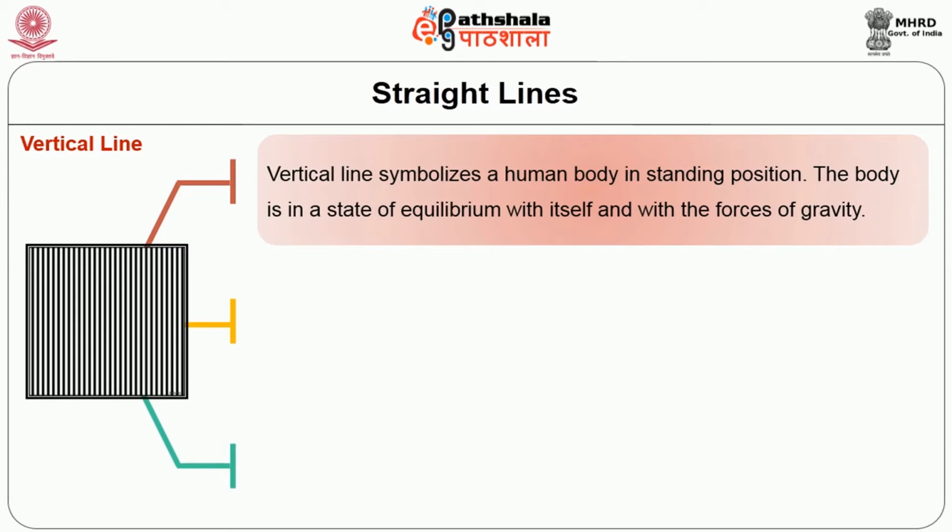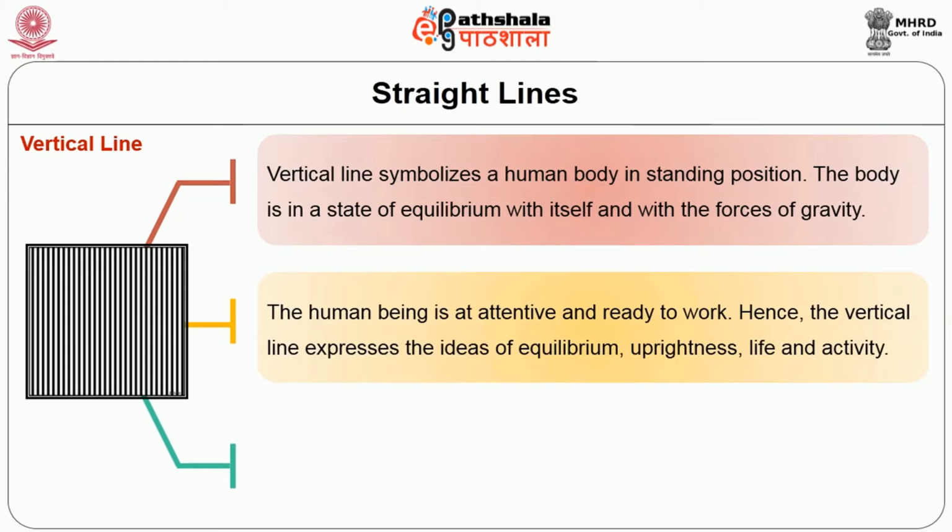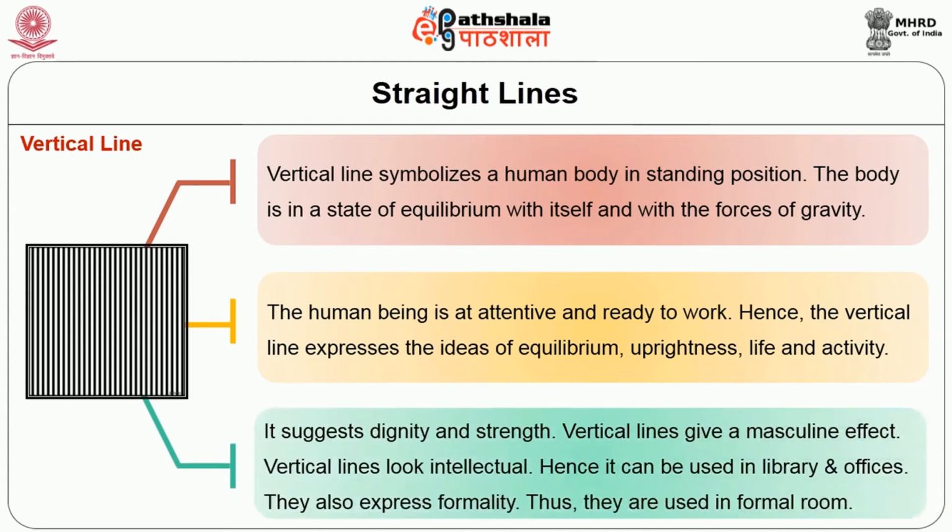The body is in a state of equilibrium with itself and with the forces of gravity. The human being is attentive and ready to work. Hence, the vertical line expresses the ideas of equilibrium, uprightness, life and activity. It suggests dignity and strength.